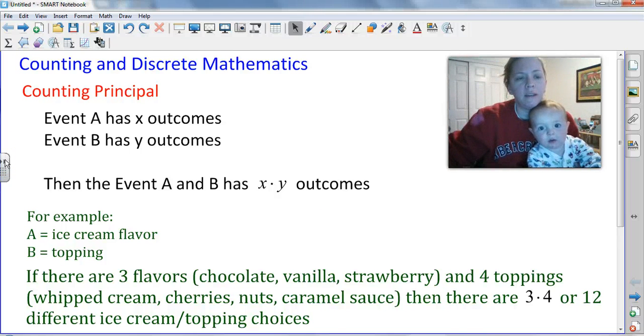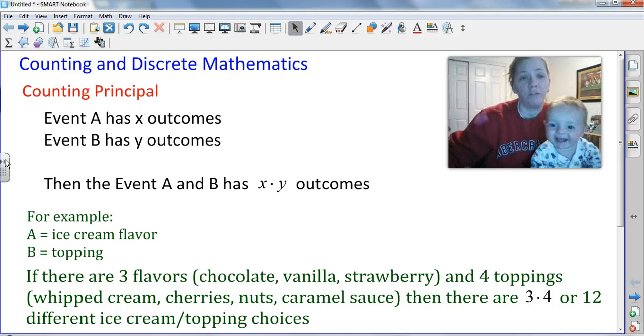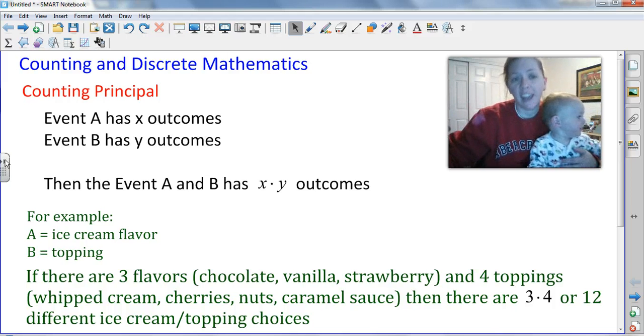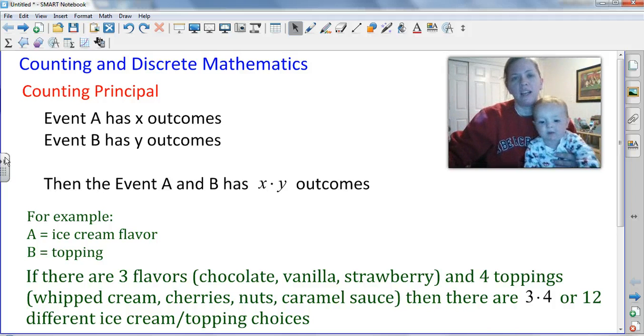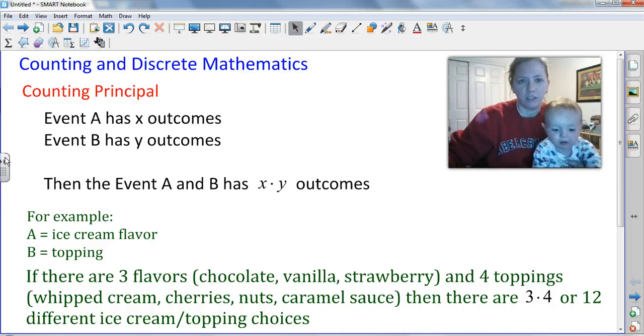Okay, girls, today me and Max are going to tell you about counting and discrete mathematics. So the counting principle says if event A has X outcomes and event B has Y outcomes, then if you want to figure out how many outcomes both A and B have together, you multiply X and Y together. So the event A and B is going to have X times Y outcomes.